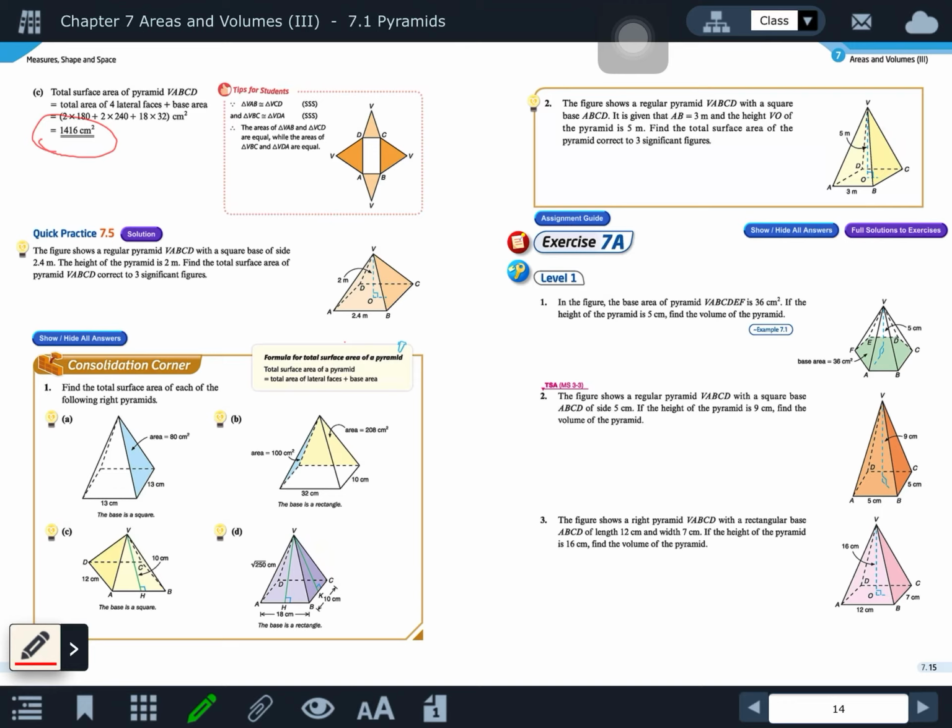Then you can see the quick practice for 7.5 is almost the same thing. You can try using this logic to finish the questions. Now you can see the consolidation corner. Feel free to finish it. Then the quick practice 7.4 and 7.5, you can also finish with the consolidation corner.